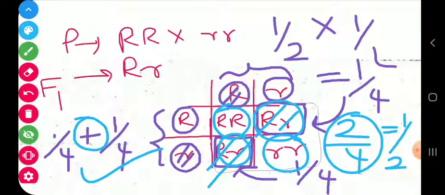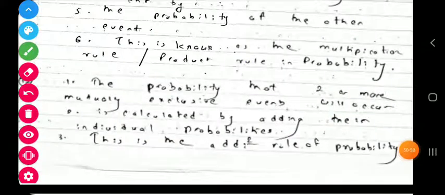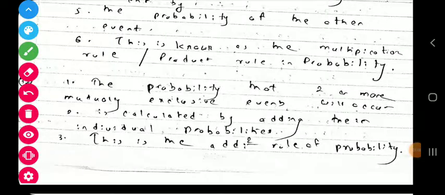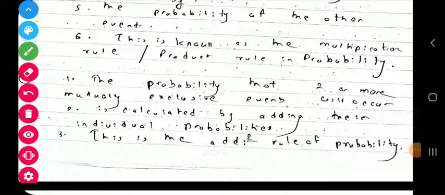Simple. I hope you understood that easily. Now let's go back to the definition and read it together. The probability that 2 or more mutually exclusive events will occur is calculated by adding their individual probabilities. This is the addition rule of probability.